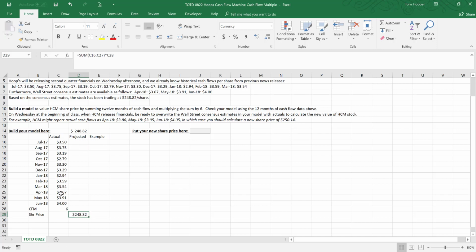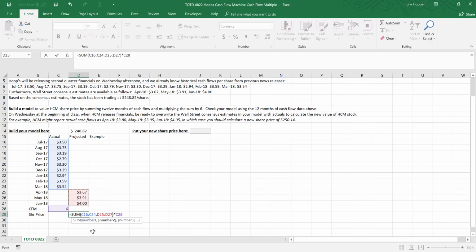To get the projected share price, you needed to look at the projected cash flows for the last quarter and the 9 months of actuals prior to that. Now, if we could write this formula in such a way that we could copy it right and left, then we'd have a lot of confidence in the formula.